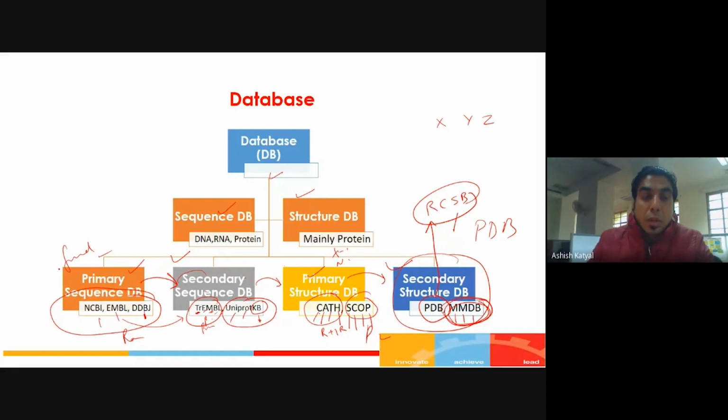So someone can say which is the raw form. This is the raw form. It is also known as the fundamental database, and it is the purest form, as opposed to the secondary structured database. All the databases are present in bioinformatics only.